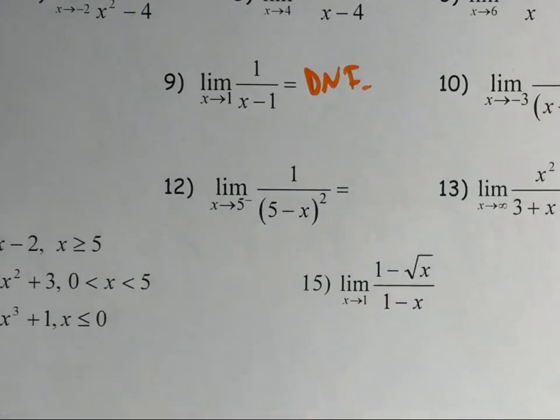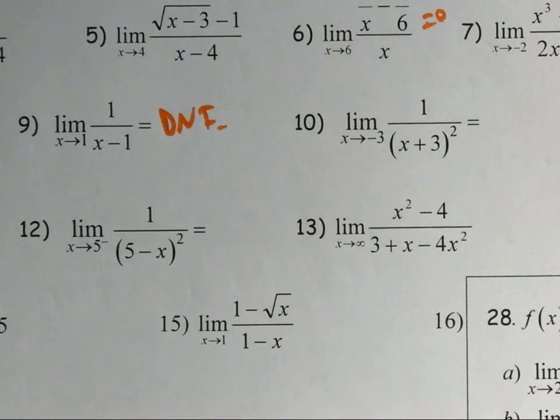Number 10. The limit as x approaches negative 3. I always try direct substitution. What do you get in the denominator?